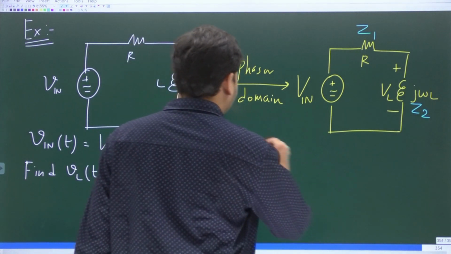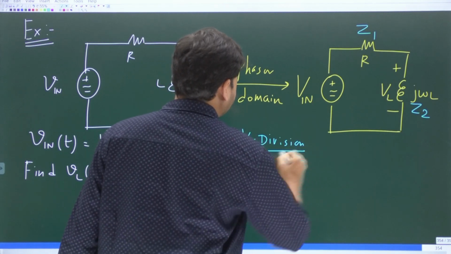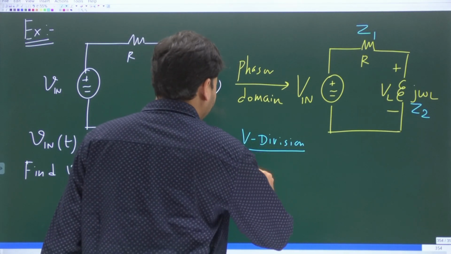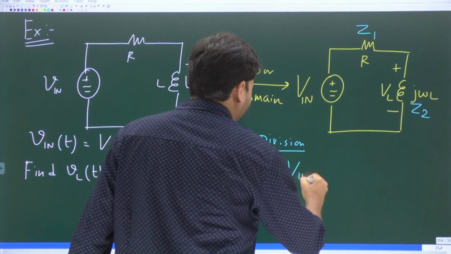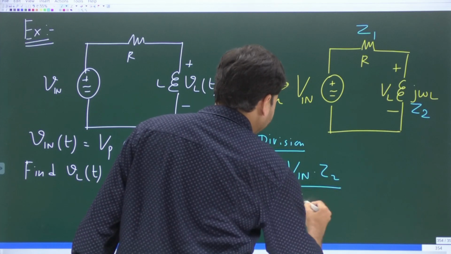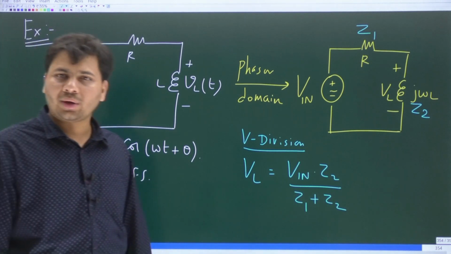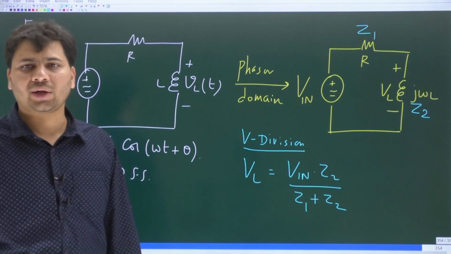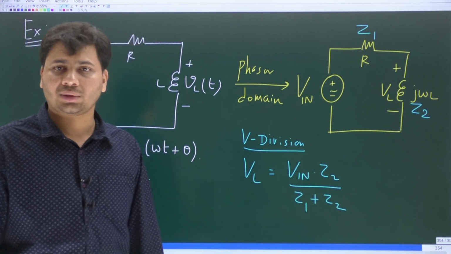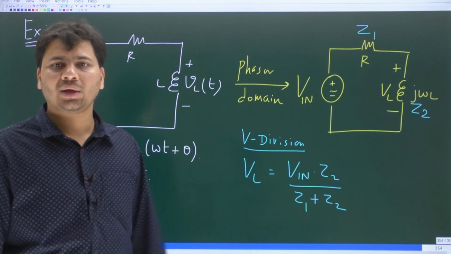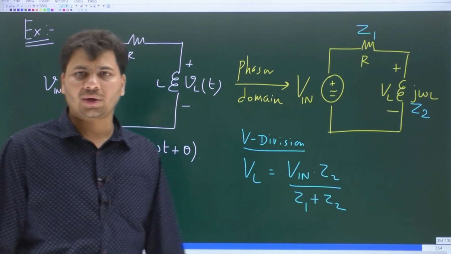So from voltage division, don't we get VL, which is the drop across Z2, equal to Vn times Z2 by Z1 plus Z2? This is simple voltage division applied to two impedances. Earlier, we used to apply the same voltage division for resistors R1, R2 connected in series across a voltage source and so on. This time we have two impedances, but the principle will remain the same.